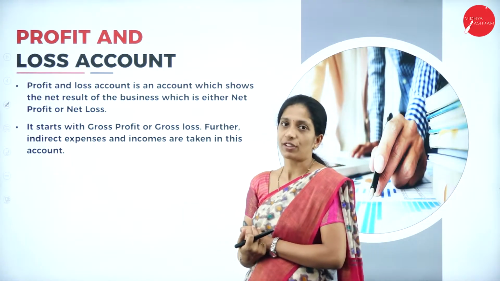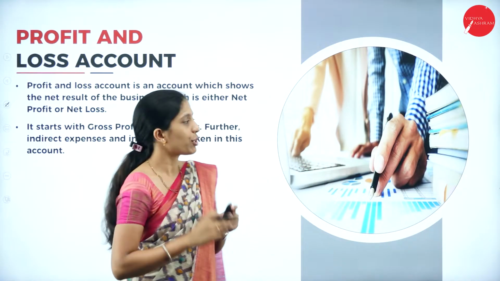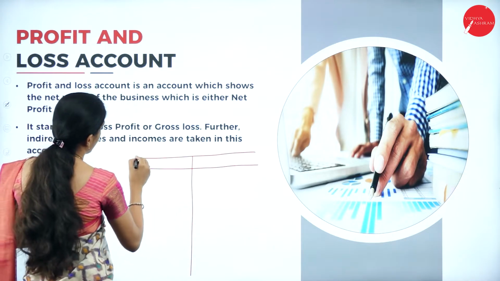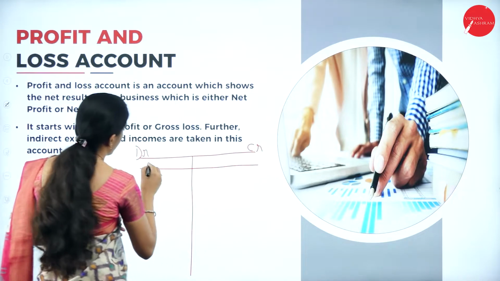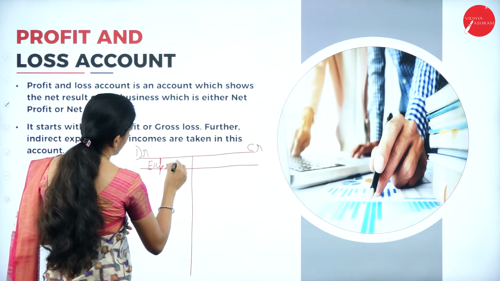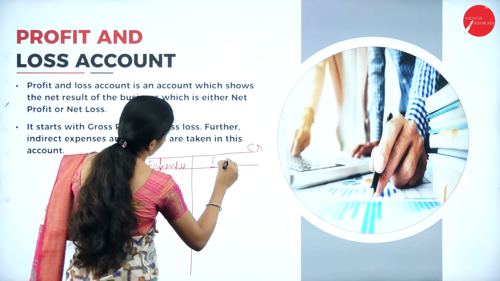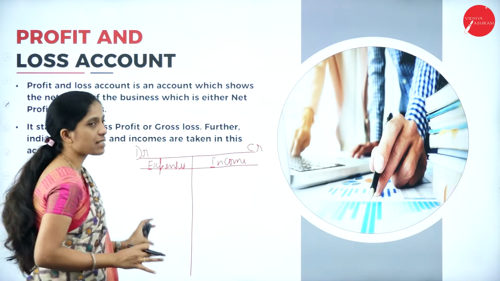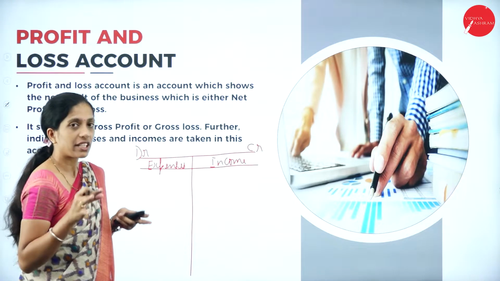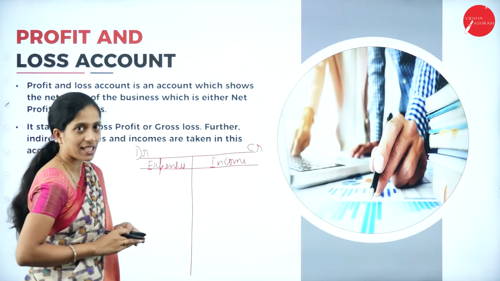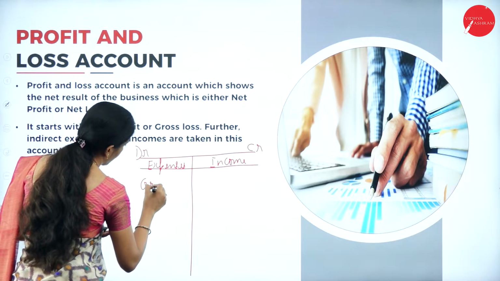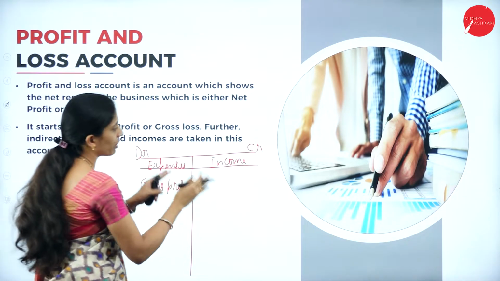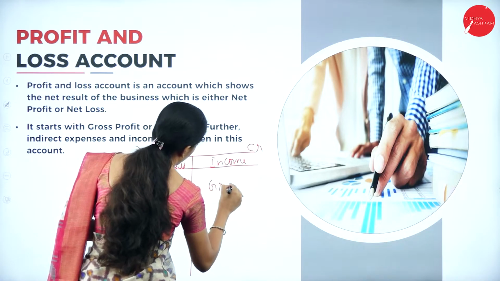Now coming to the profit and loss account. As I told you, your trading profit and loss account will be one account, where in the debit side it will be expenses and in the credit side it is income. The first half will be the trading account and the next half will be the profit and loss account. In the trading account, if the credit side is more than the debit side, then it is gross profit. If the debit side is more than the credit side, then it is gross loss.